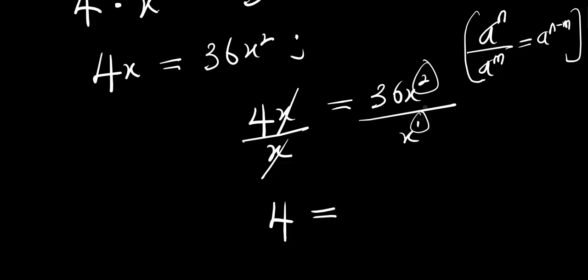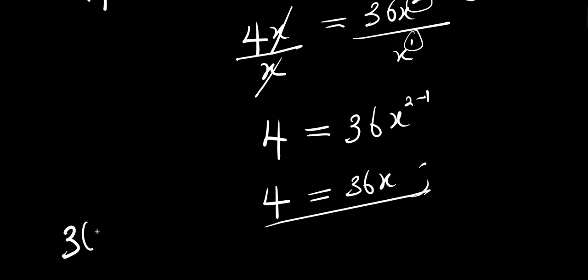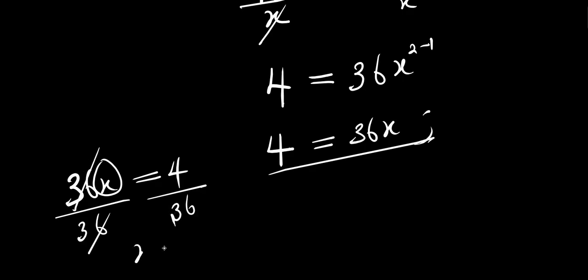Power 2 here, power 1 here, we can subtract the exponent. We have 36x power 2 minus 1. And from here, we have 4 equals 36x. So to solve for x, let's rearrange this. We have 36x equals 4. We can isolate x by dividing this by 36. We divide this by 36. This eliminates this. We have x equals 4 divided by 36.